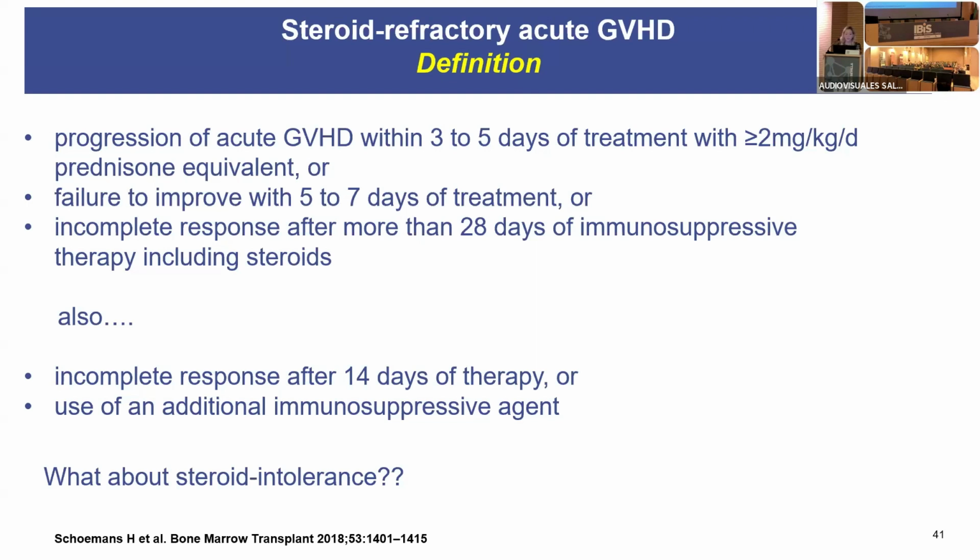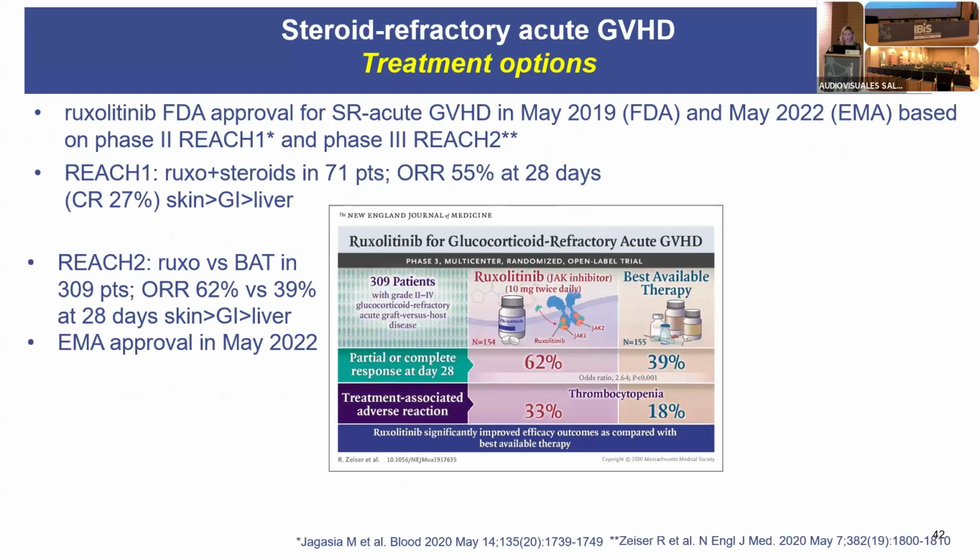But besides steroid refractoriness, I think what is also important to mention is, of course, steroid dependence, which I will mention later on. But what about steroid intolerance? How many patients have to get off steroids because they're intolerant to steroids?